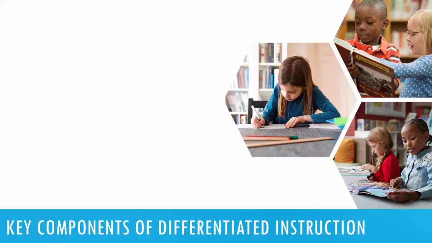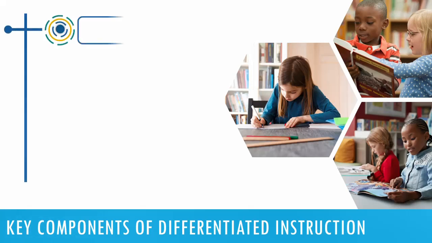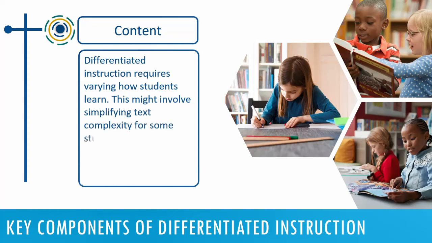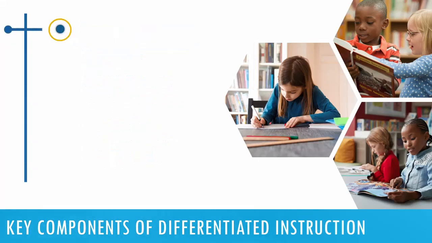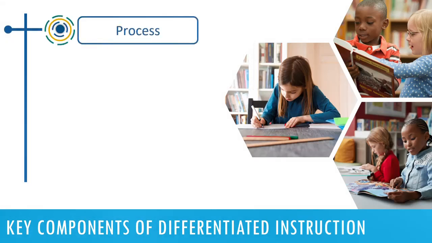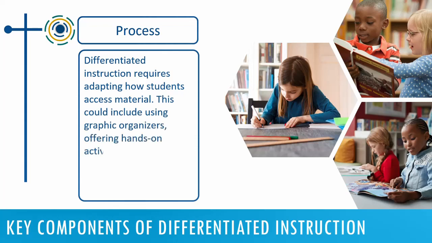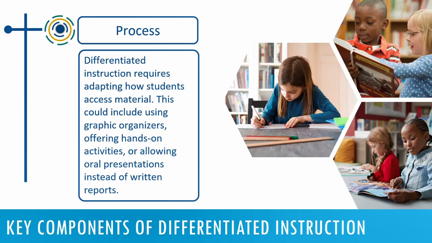Following are some key components of differentiated instruction. Content. Differentiated instruction requires varying what students learn. This might involve simplifying text complexity for some students or providing more advanced materials for others. Process. Differentiated instruction requires adapting how students access material. This could include using graphic organizers, offering hands-on activities, or allowing oral presentations instead of written reports.